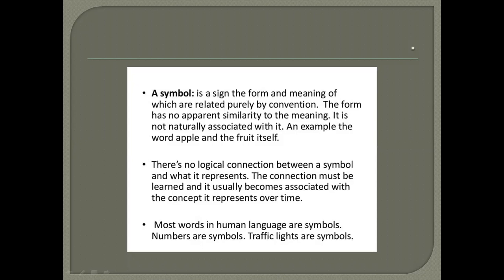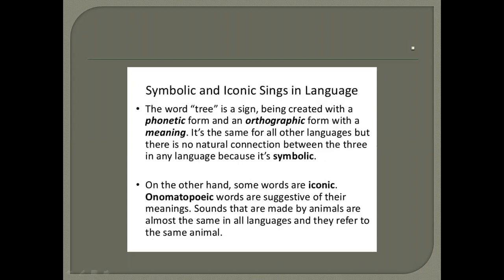Most words in human language are symbols, numbers are symbols, traffic lights are symbols. So these can be used in language. Here we have symbolic and iconic things in language, signs in language. The word tree is a sign created with a phonetic form and an orthographic form with a meaning. It is the same for all other languages, but there is no natural connection between the three in any language because it is symbolic. So that is the idea.